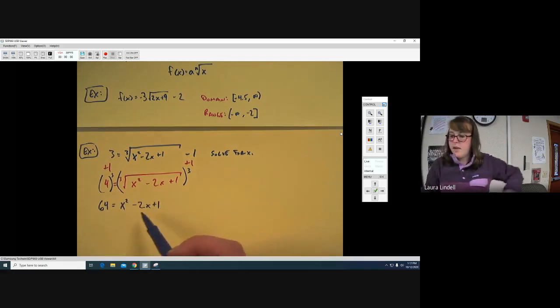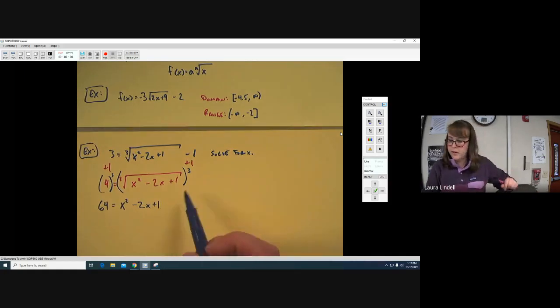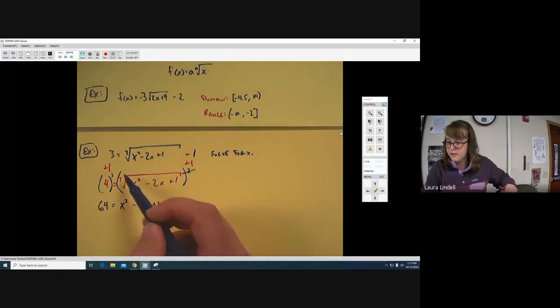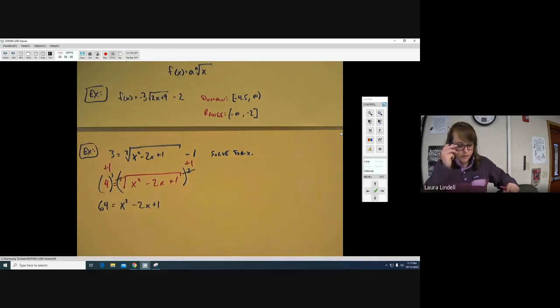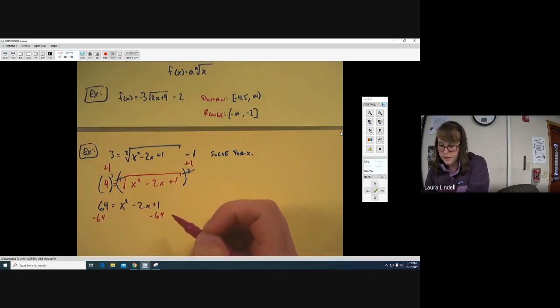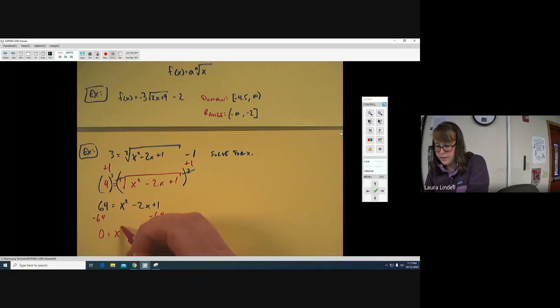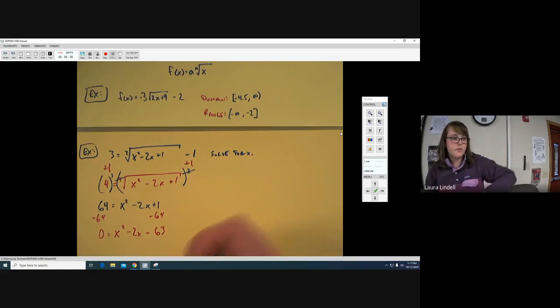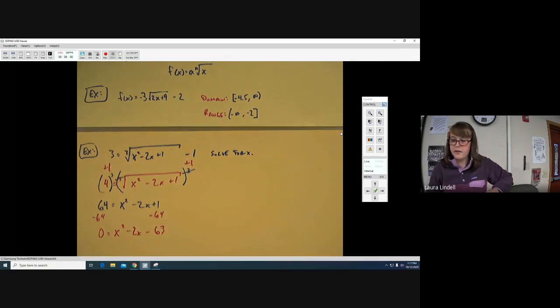And now we're left with this x squared minus 2x plus 1 over here because the cube cancels out the cube root. All right, so from here, now we just solve this like we would any other quadratic where we have to move this over and factor. So I'm going to subtract 64 from both sides. We get 0 equals x squared minus 2x minus 63. And now we have to factor this thing.